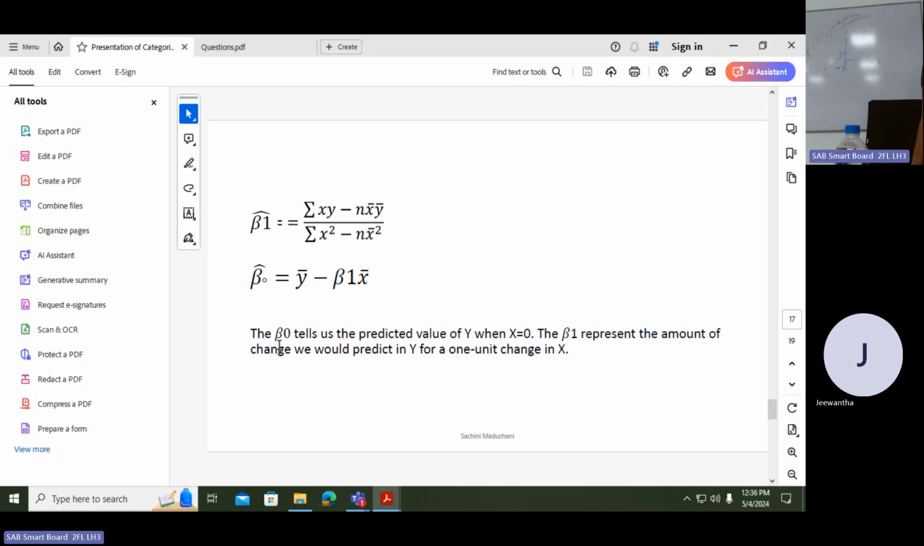Understood? Then how to interpret beta 1? The amount of change we would predict in y for a 1 unit change in x. Okay, it means the amount of change we would predict in the dependent variable for a 1 unit change in our independent variable.